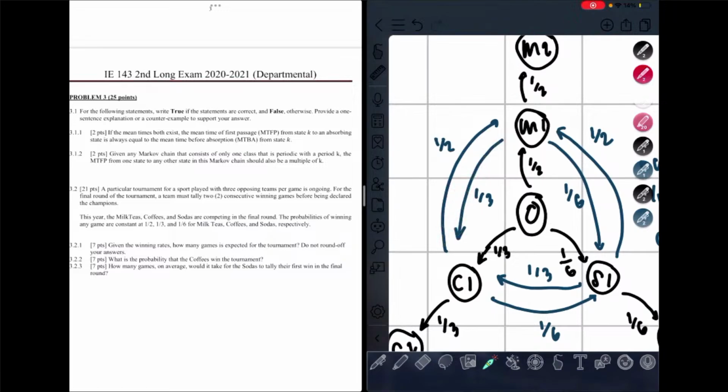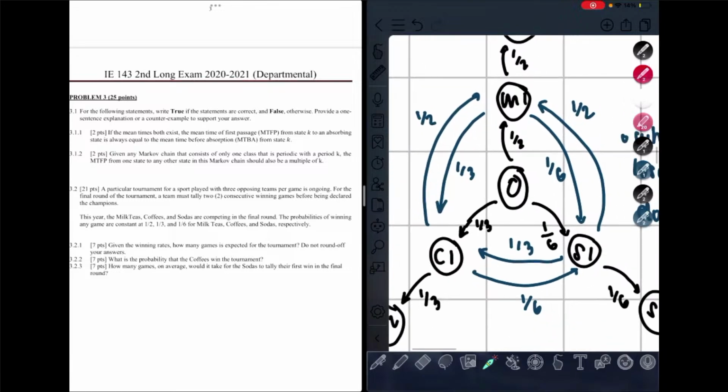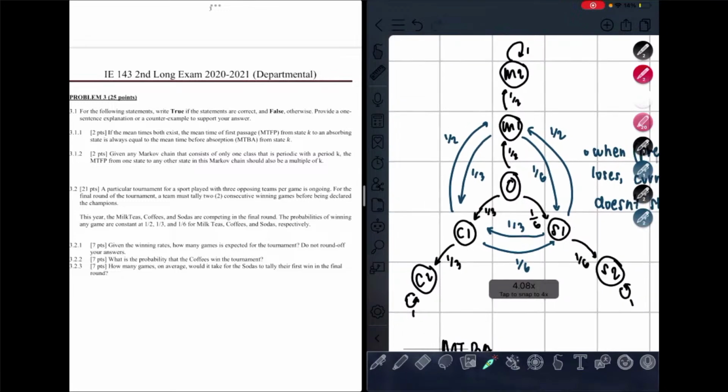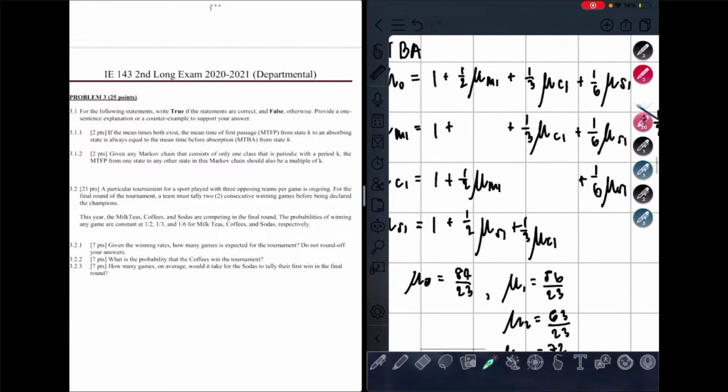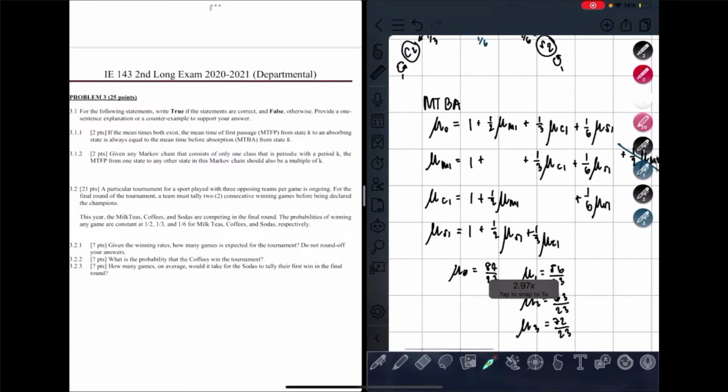So the opposite scenario is true. Coffees have a 1-win streak. Milk teas have a 1/2 chance of winning the next game. So then 1/2 to there. So ayan, this is basically the state diagram for this. So now that we have a state diagram, we can just take the mean time before absorption, and this is the setup for that.